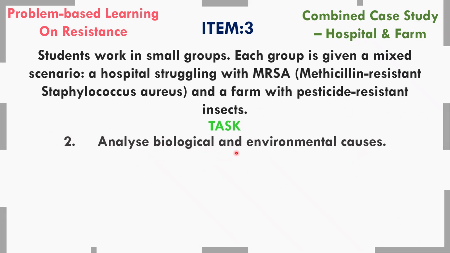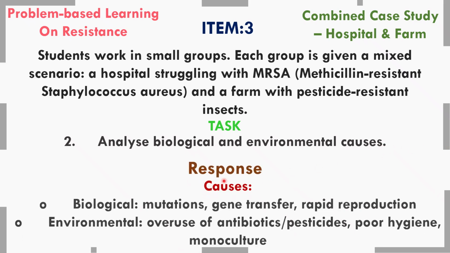Analyze biological and environmental causes. The causes. Biological: we have mutations, gene transfer, and rapid reproduction. Environmental: there is overuse of antibiotics and pesticides, poor hygiene, and monoculture.